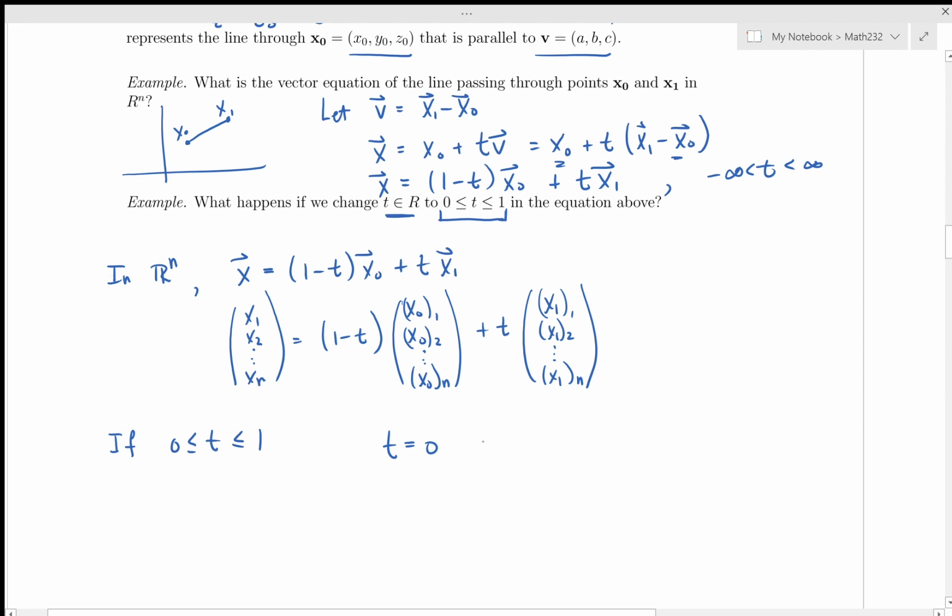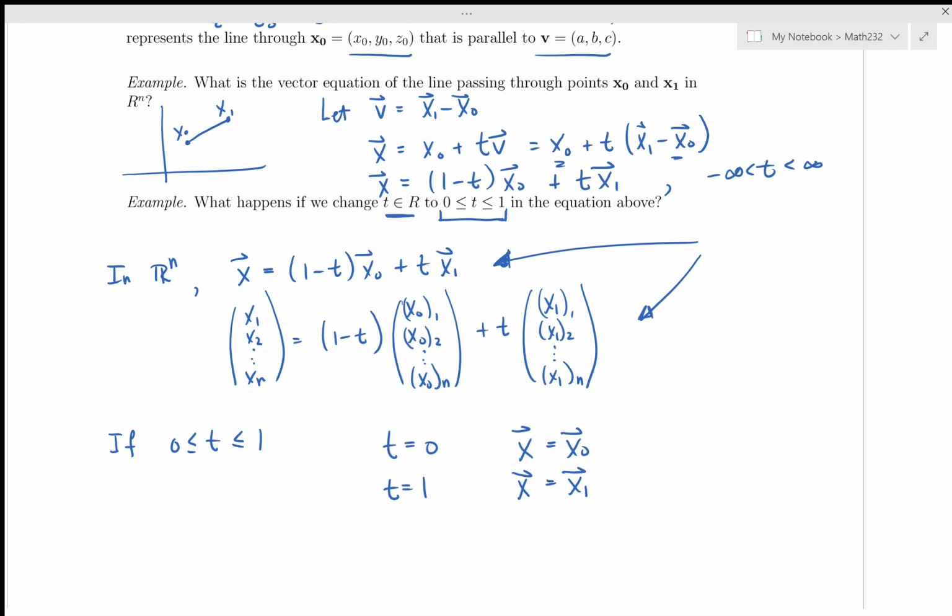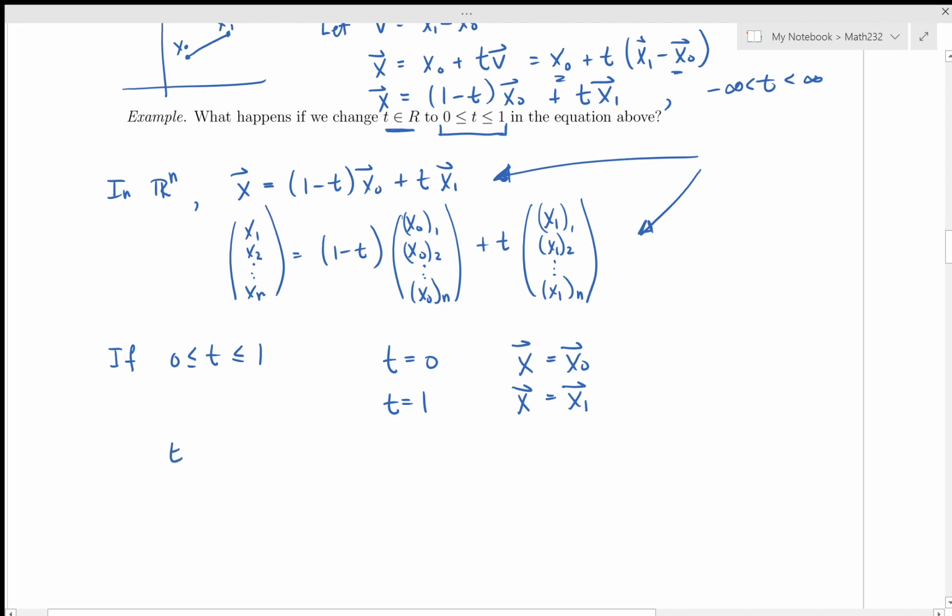T equals 0 would mean that x would be equal to x naught. And when t is equal to 1, x would be equal to x1. I'm simply plugging in t equals 0 and looking at what happens, and then plugging in t equals 1. So you have the equation of a line segment between x naught and x1.